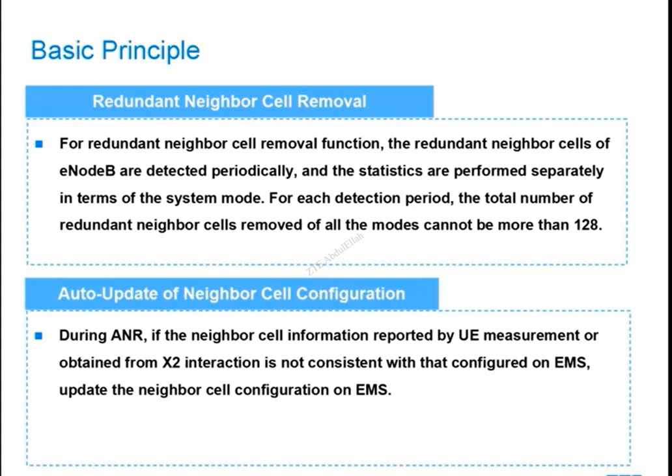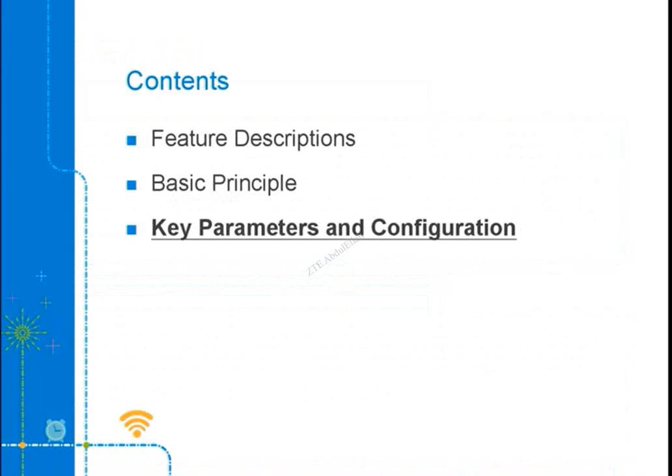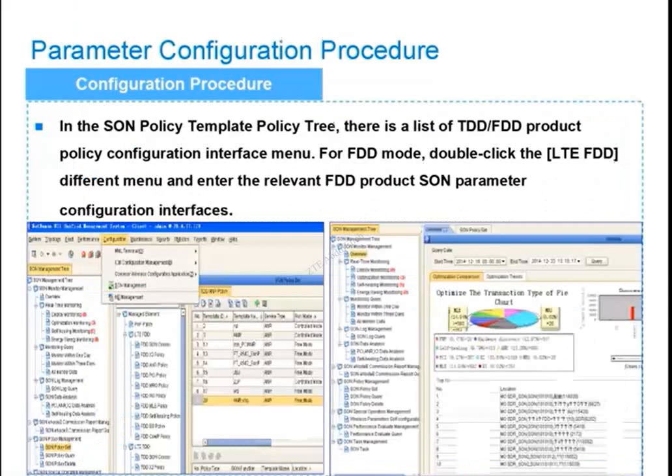For neighbor cell configuration, the ANR supports auto-update. During the ANR procedure, if the neighbor cell information reported by UE measurement or obtained from X2 interaction is not consistent with that configured on the EMS, it will update the neighbor cell configuration on the EMS. So that is the basic principles. Next we will see the parameters and the configuration.